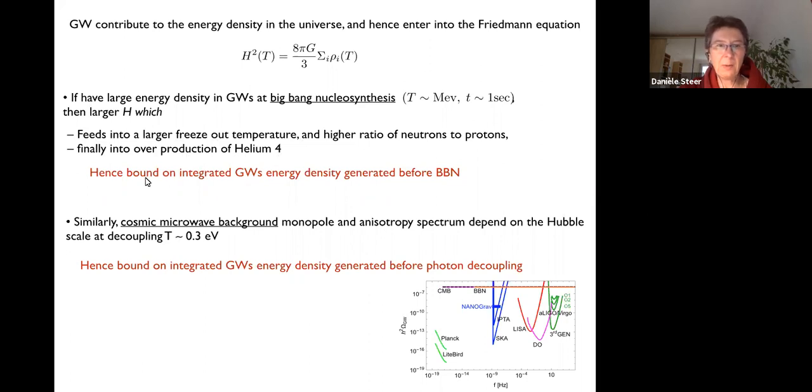And so there are bounds on the integrated gravitational wave energy density generated before BBN, and that's what this orange line is here. And similarly, there's a bound on the integrated energy density generated before photon decoupling, because otherwise there would be a significant effect on the monopole and anisotropy spectrum of the CMB. So that's the dotted line. So when making predictions from your favorite model, you have to make sure that you satisfy these different bounds.